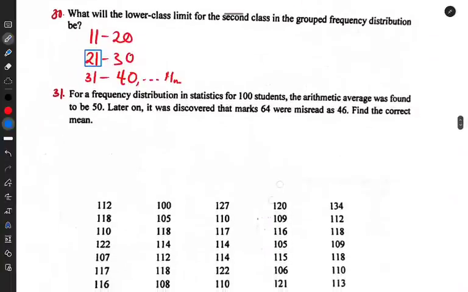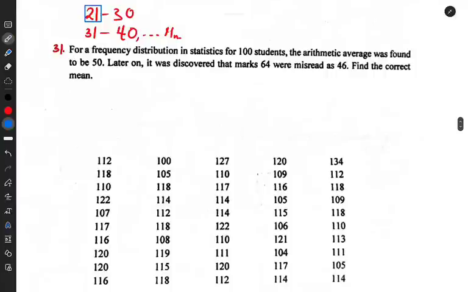Question number 31. For a frequency distribution in statistics for 100 students, the arithmetic average was found to be 50. Later, it was discovered that the mark 64 was misread as 46. So find the correct mean.